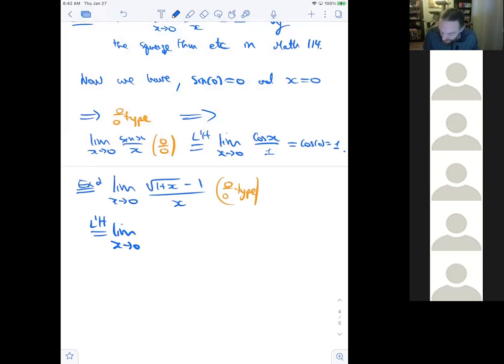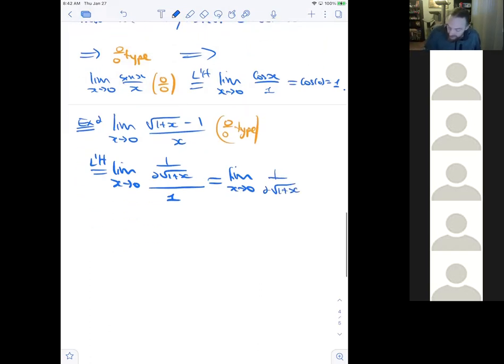The derivative of the top is going to be 1 over 2 root 1 plus x, over 1. This equals, just by cleaning it up, the limit as x approaches 0 of 1 over 2 root 1 plus x. There's no problem anymore, so this turns into 1 over 2 root 1 plus 0, which is 1/2.